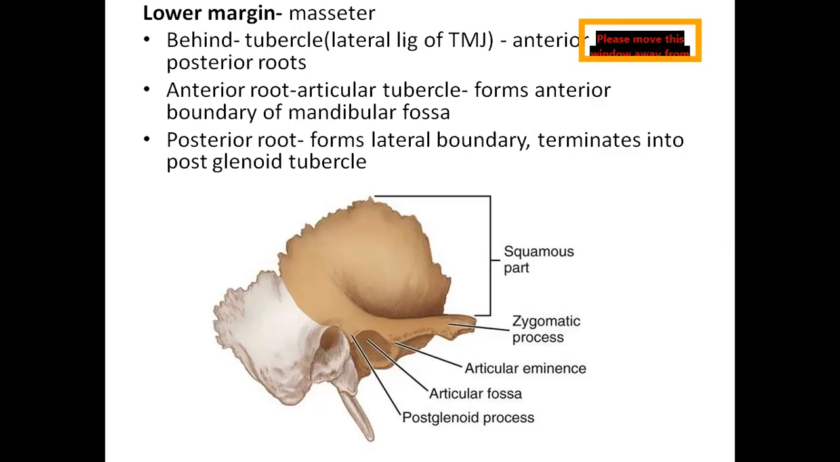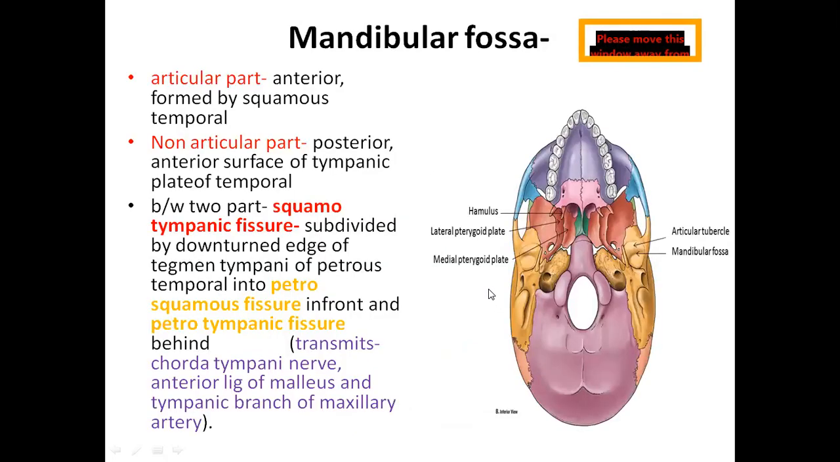Then this zygomatic arch lower margin also forms the anterior boundary of the mandibular fossa. This mandibular fossa, I told you, takes part in the formation of the temporomandibular joint. It has two roots, one anterior root and the other posterior root. The posterior root terminates into the posterior glenoid tubercle. You can ignore these two points, they are a little high level. Don't worry if you don't understand things much.